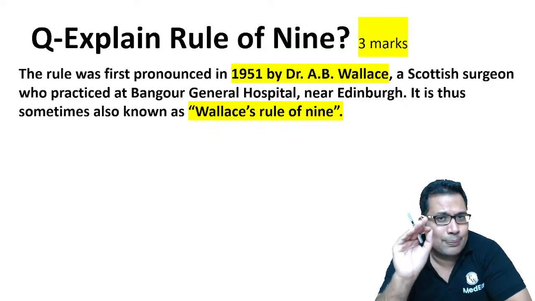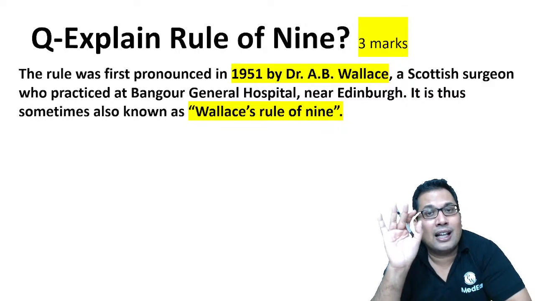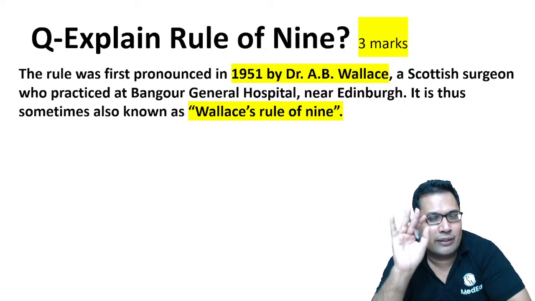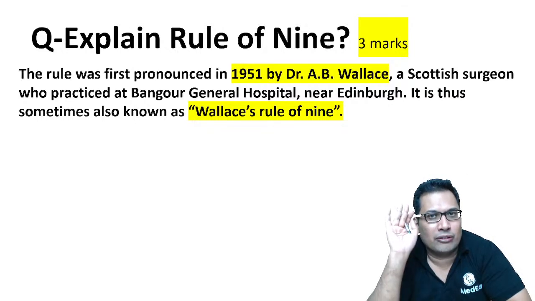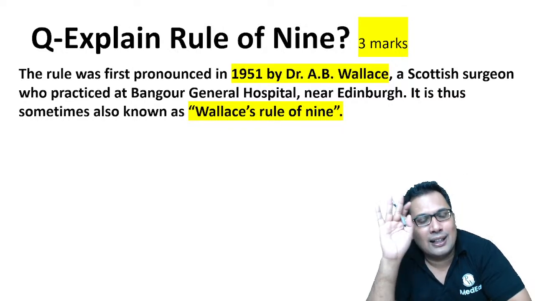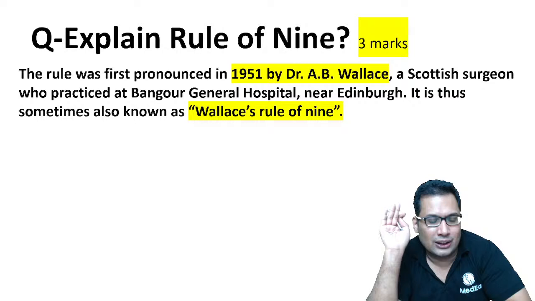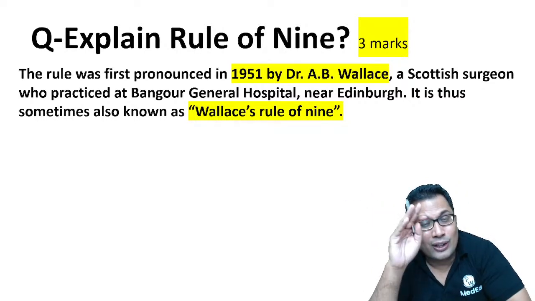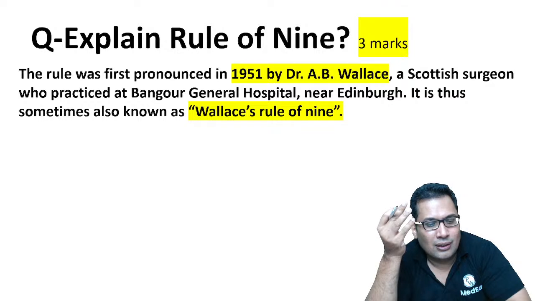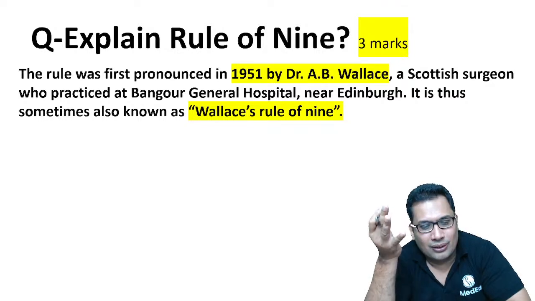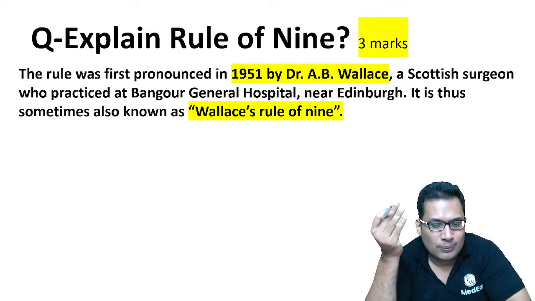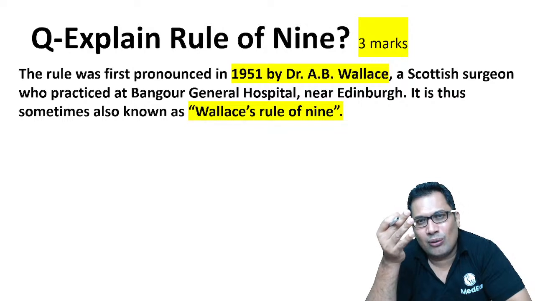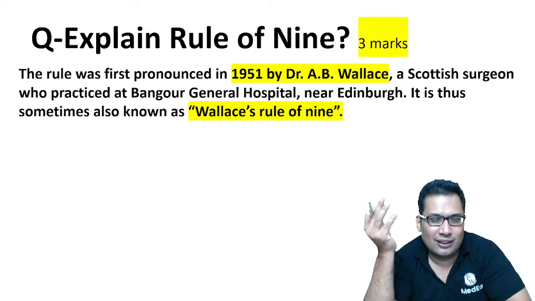It was first explained by Dr. A.B. Wallace. This can be a viva question: who discovered rule of 9? Dr. A.B. Wallace in 1951, long back, 70 years back. He was a Scottish surgeon practicing in Edinburgh, Bangor General Hospital. So it is also known as Wallace rule of 9.